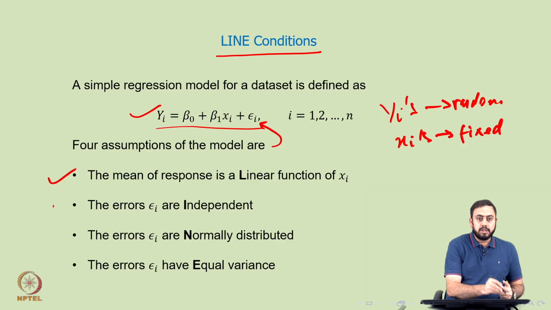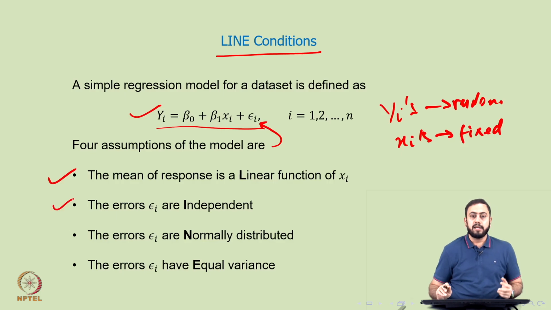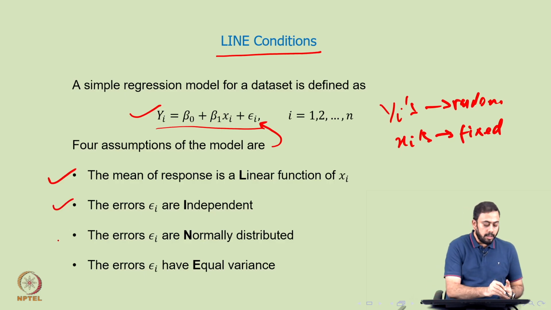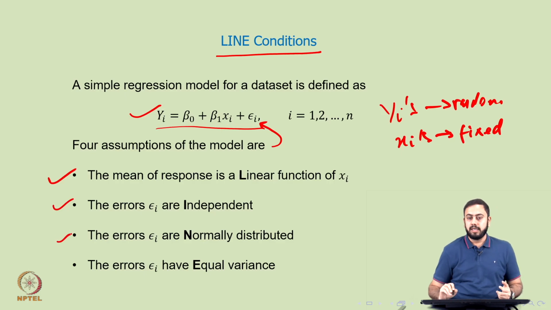Now, the second assumption on the errors is that the errors epsilon i are independent. So, we assume that the epsilon i's are independent random variables. The third point is that the errors epsilon i's are normally distributed. So, the distribution of the errors is normal. We will come to what the parameters are there, but again the distribution per se is a normal distribution for the random errors.